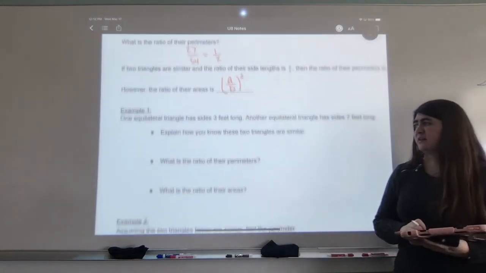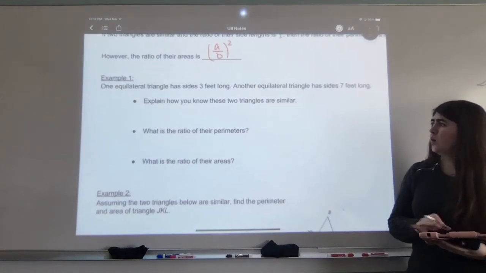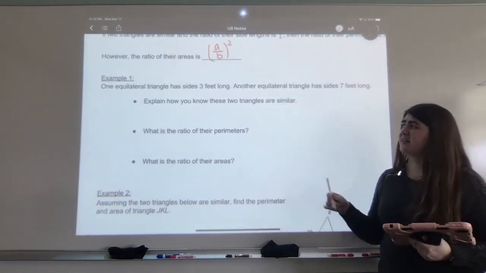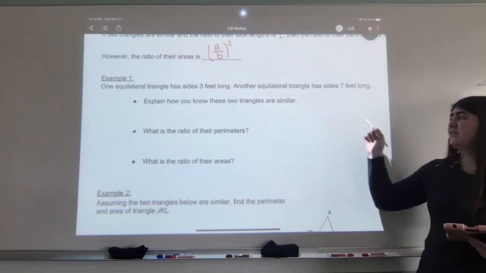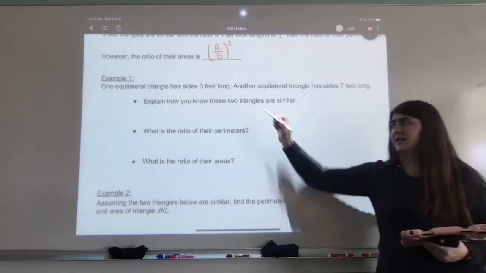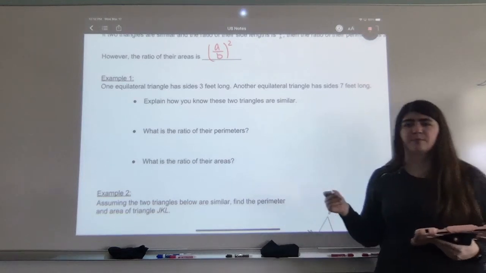All right, let's take a look at an example. Example 1. One equilateral triangle has sides 3 feet long. Another equilateral triangle has sides 7 feet long. Part 1: Explain how you know the two triangles are similar.